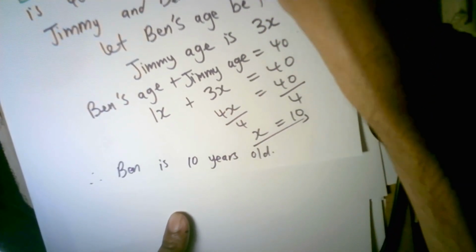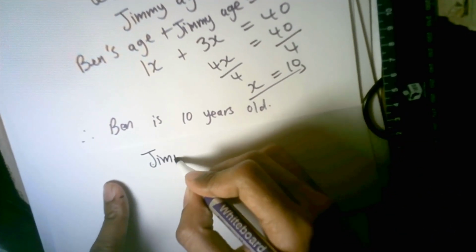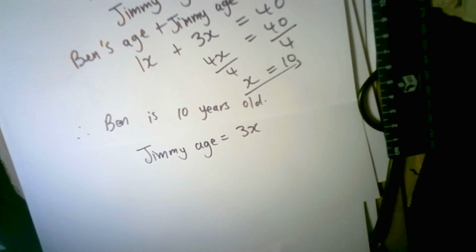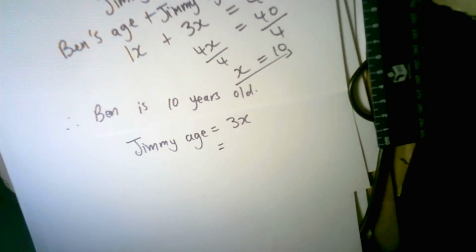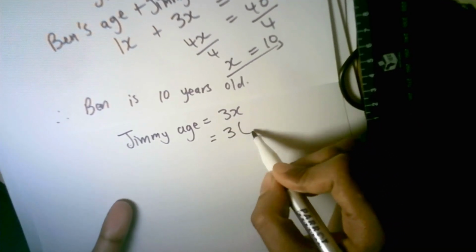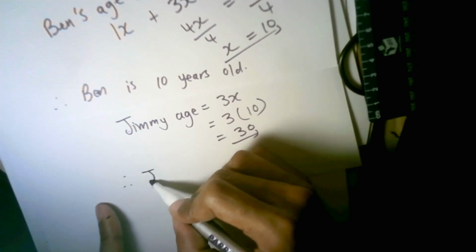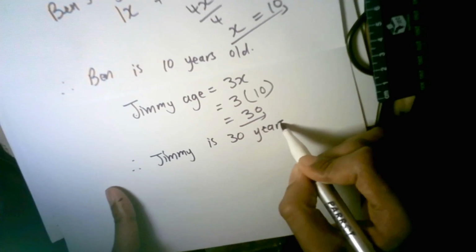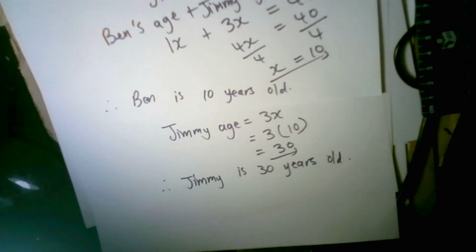But we are also required to find Jimmy's age, and I need to show the working out on how I find Jimmy's age. Jimmy's age is 3x. That means he's 3 times as old as Ben. And now we know what Ben's age is. It's 10. So I'm going to substitute, we said that x is equal to 10. I'm going to substitute 10 in the place of x. So it's going to be 3 into 10. It's equal to 30. So my final statement is, therefore, Jimmy is 30 years old. Right. So Jimmy is 30 years old.